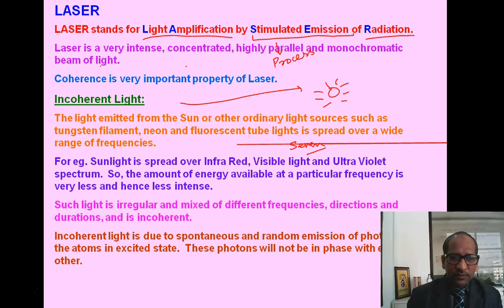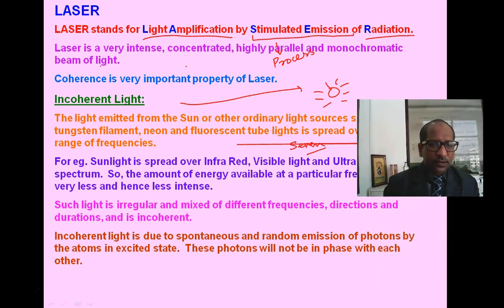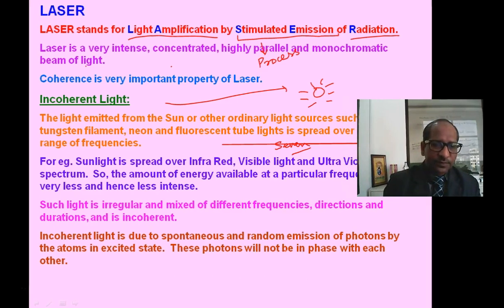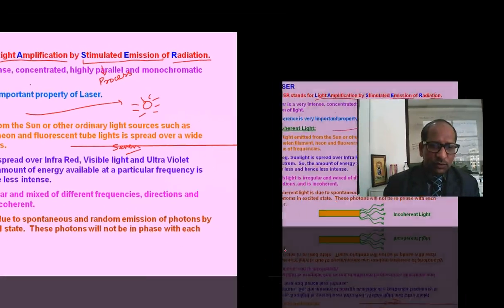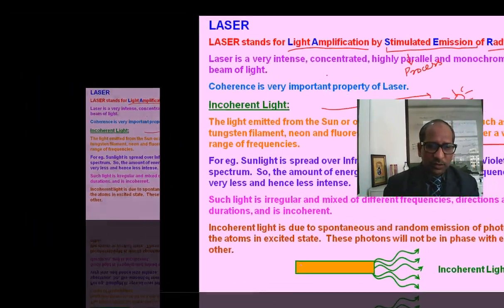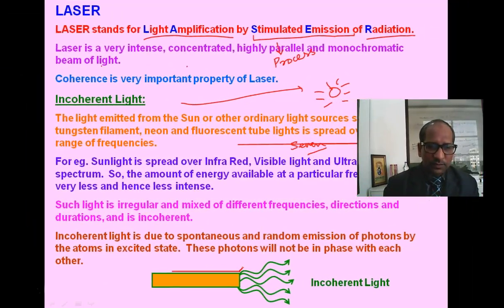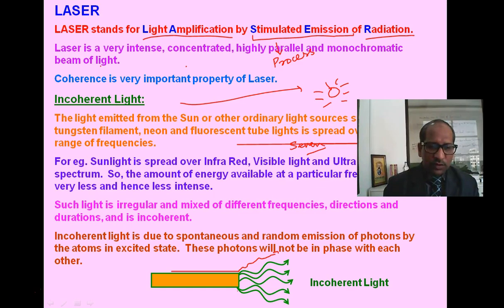Incoherent light is due to spontaneous and random emission of photons by the atoms in the excited state. These photons will not be in phase with each other. So this is just an example of incoherent light. Here you see the random emission of photons in all possible directions. So this is an example of incoherent light.